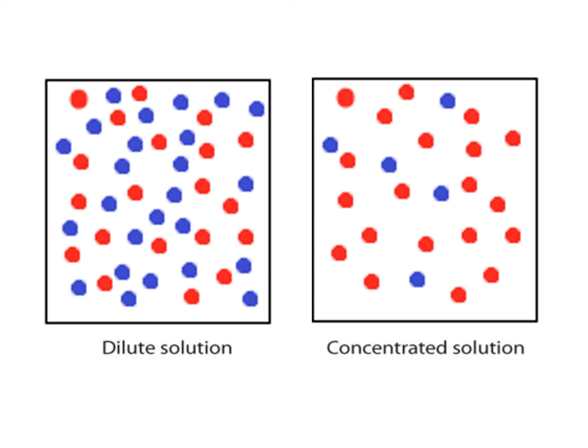If there are lots of water molecules compared to solute molecules, we describe the solution as being dilute. If, on the other hand, there are far fewer water molecules compared with solute molecules, the solution is described as being concentrated.